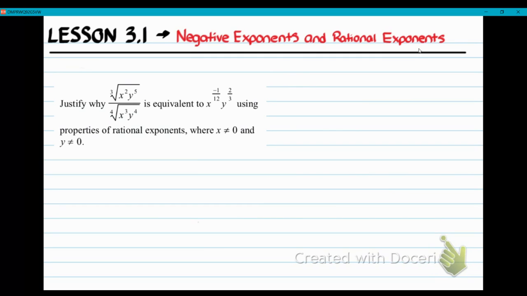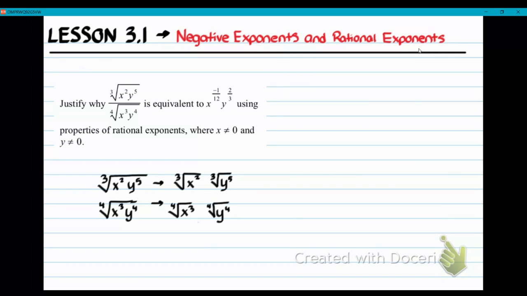So we know that from property of multiplying radicals that if I have two radicals, I can turn them into 1 or vice versa. So us having x to the 2nd and y to the 5th under the same radical means that I can break it up into the cube root of x to the 2nd times the cube root of y to the 5th. And it's the same thing for the denominator. I have the 4th root of x to the 3rd times y to the 4th. So I can break that up into the 4th root of x to the 3rd times the 4th root of y to the 4th.